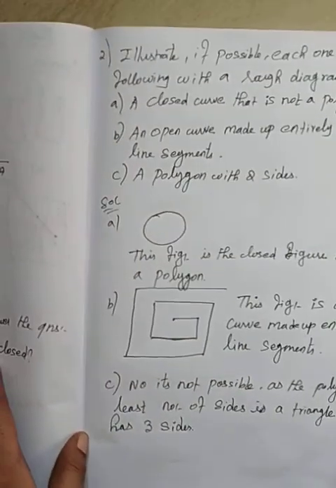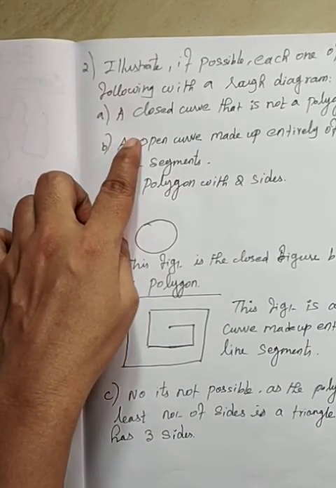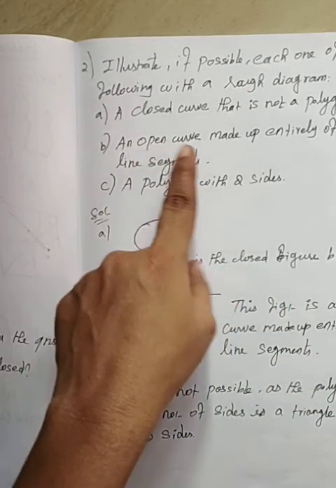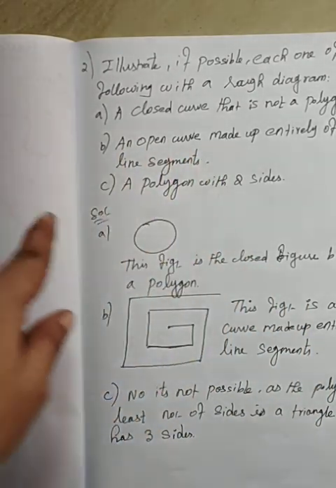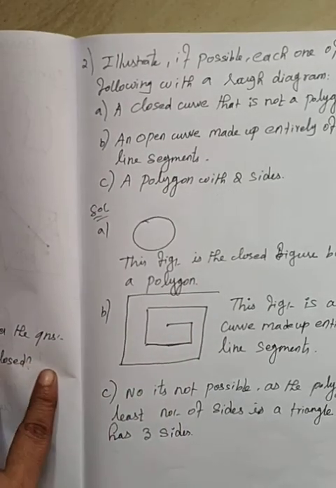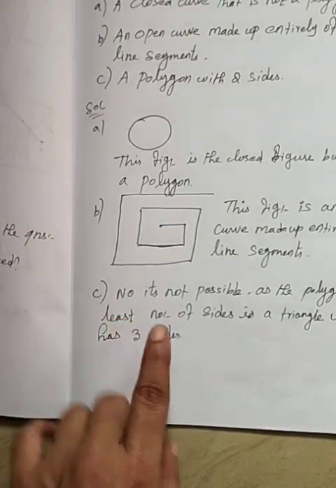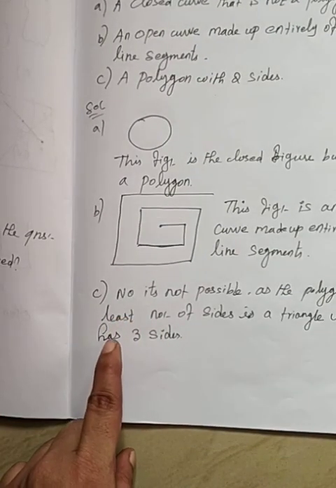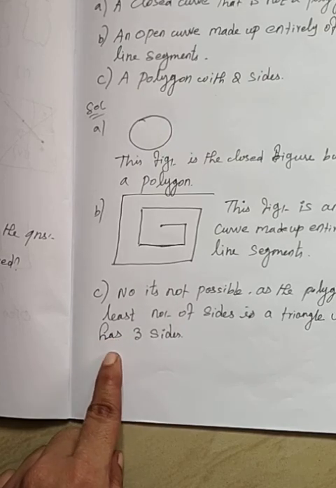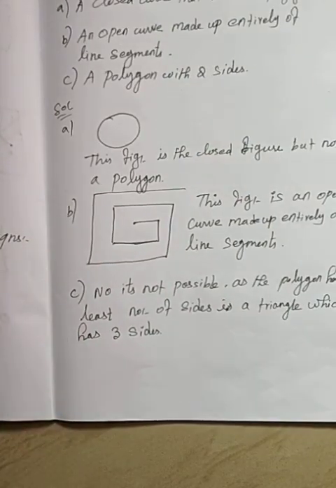Clear? See, what is the question? A closed curve that is not a polygon means you can draw this diagram. Next, an open curve made up entirely of line segments means you can draw the open curve with line segments. Then a polygon with 2 sides means no, it is not possible, as a polygon having the least number of sides is a triangle which has 3 sides. Everybody clear? Thank you.